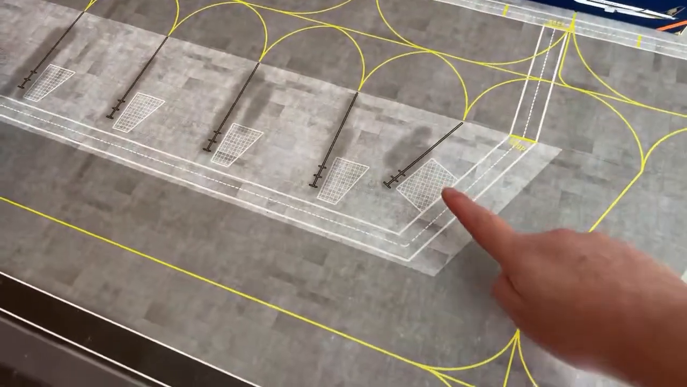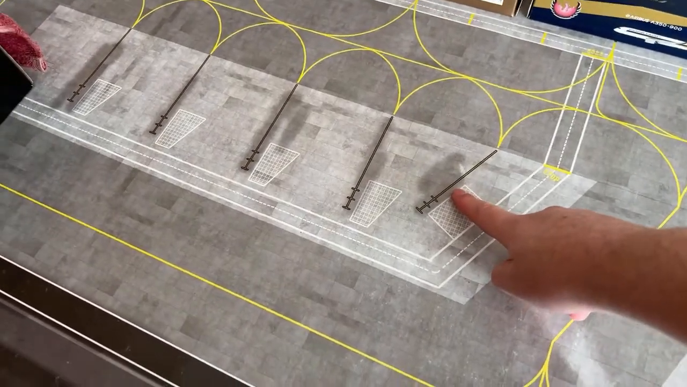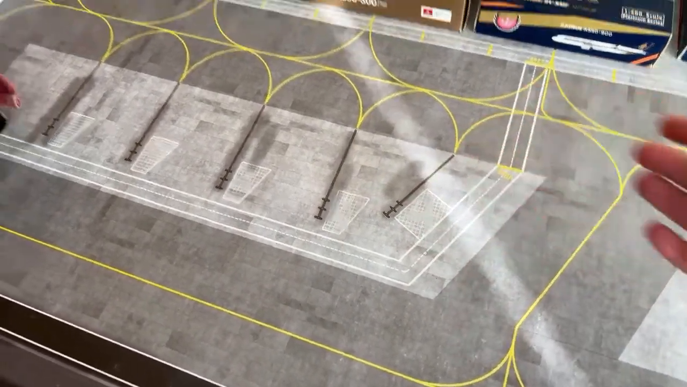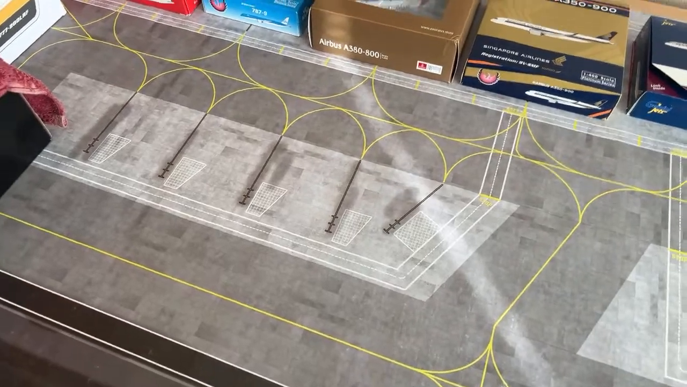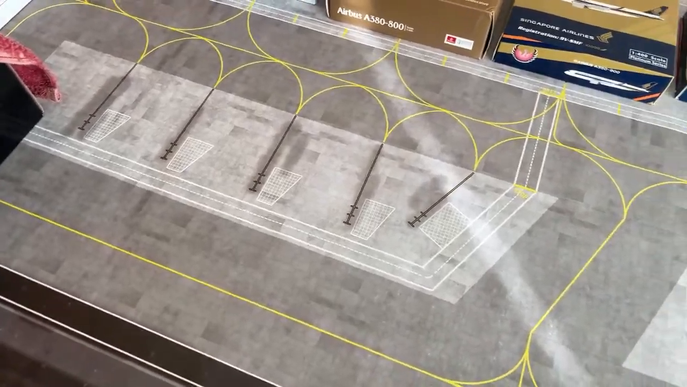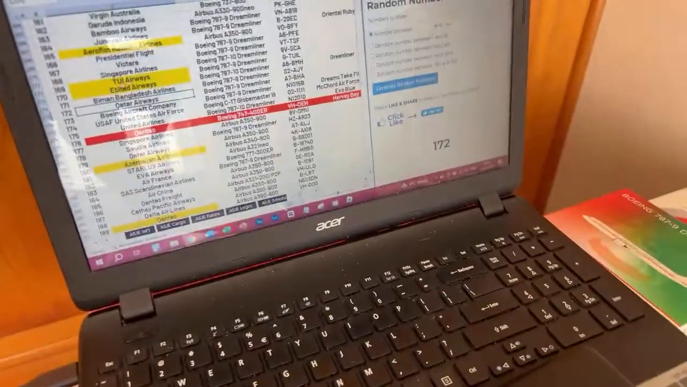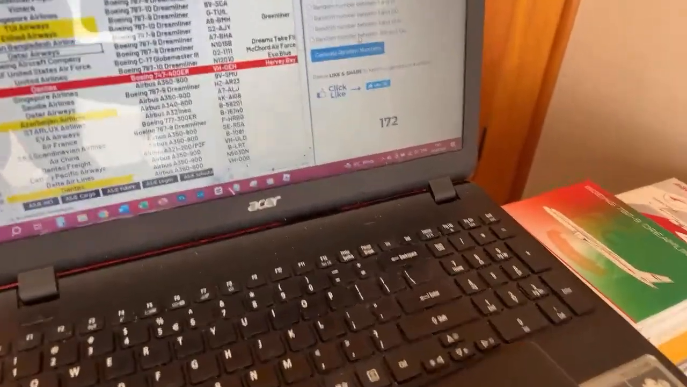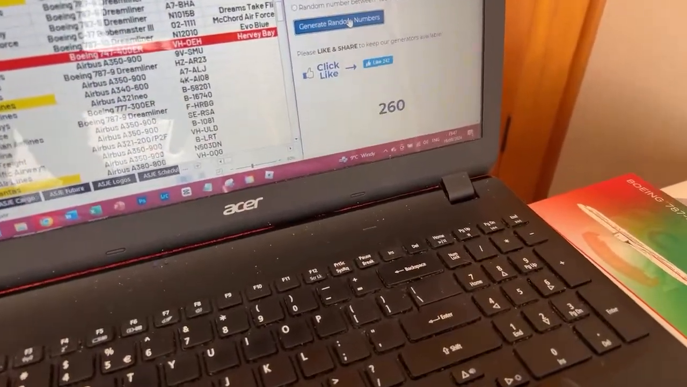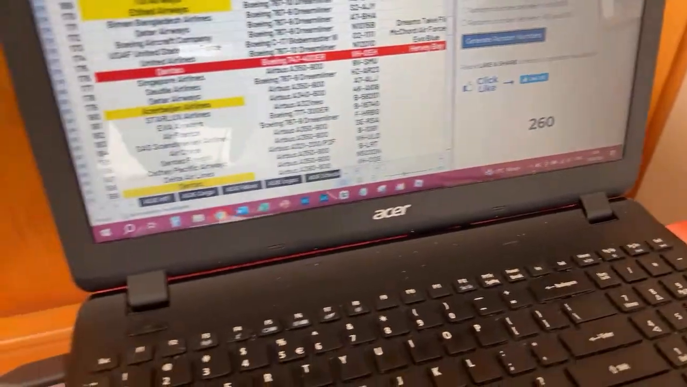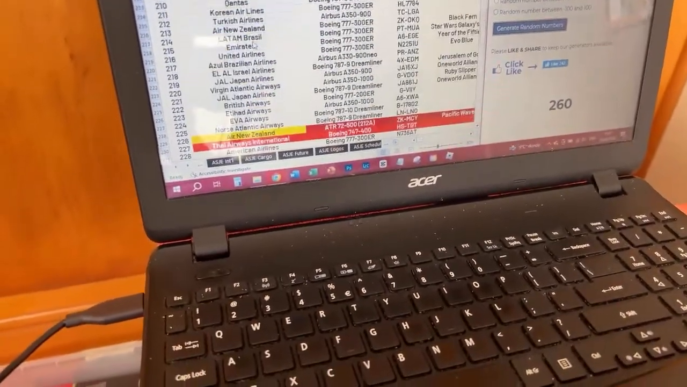Rightio, let's go ahead and see what we're going to get in terms of narrow bodies. So Bravo 1 sitting here can only have an ATR sitting in it, or the Fokker 100. They are the only two aircraft that can sit there, pretty much just like the Charlie 2 stands. So let's go ahead and see if we're going to get some narrow bodies. 260.